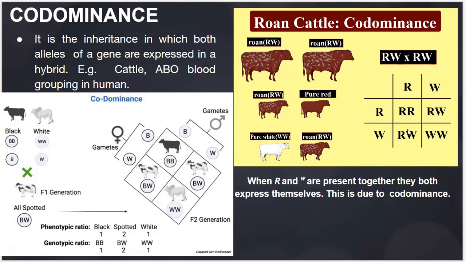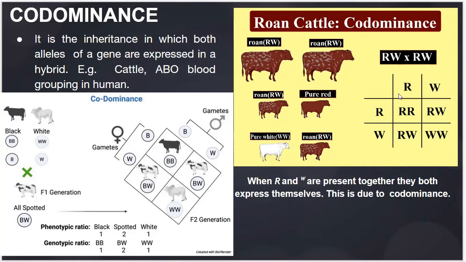So this is the example which is there in your textbook. This is with the black cow, and this is with the brown cow. So I've included both. You may take whatever example you feel comfortable with. Sorry, this has to be the capital W. Capital R and capital W are present together, so they will express themselves equally. This is due to codominance. Co is like both of them are equally participating.